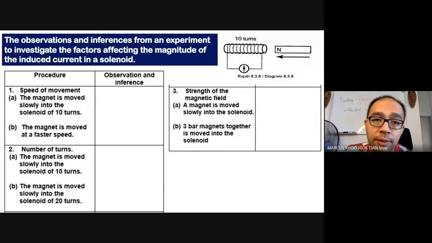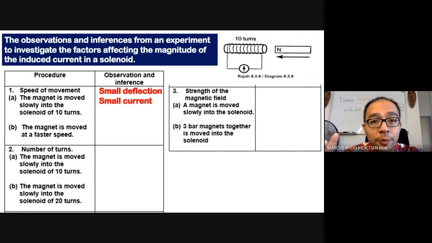Observations and inferences from an experiment to investigate the factors affecting the magnitude of the induced current in the solenoid. We find that the speed of the movement, this is for the solenoid. The magnet is moved slowly into the solenoid of 10 turns. I wish we could do this in the lab, but unfortunately we are all stuck at home. We find that there will be a small deflection and a small current because it's only 10 turns and you're moving it so slowly. But if you move it at a faster speed, you will get a big deflection and a big current.